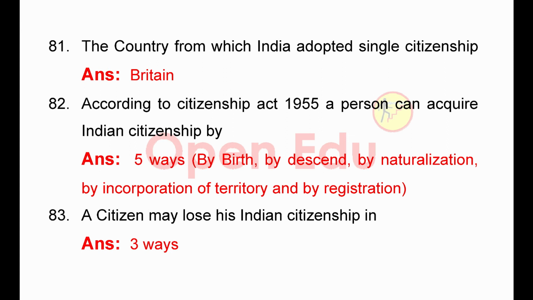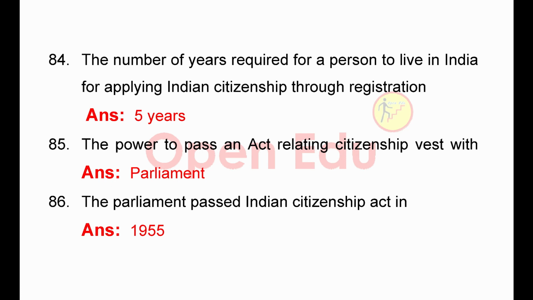How many ways may a citizen lose his Indian citizenship? In 3 ways. A citizen may lose his Indian citizenship in 3 ways. What is the number of years required for a person to live in India for applying for Indian citizenship through registration? 5 years. The number of years required for a person to live in India for applying for Indian citizenship through registration is 5 years.